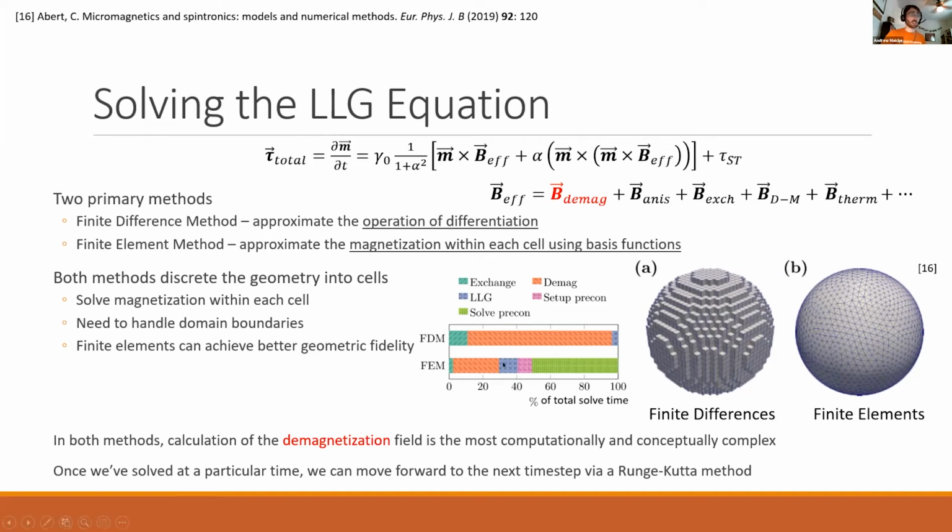This plot in the middle shows the relative solve time for some of the different steps. And you see that the demagnetization field is just about the most complex step for either finite differences or finite elements. This solve preconditioner is something with the time integration.